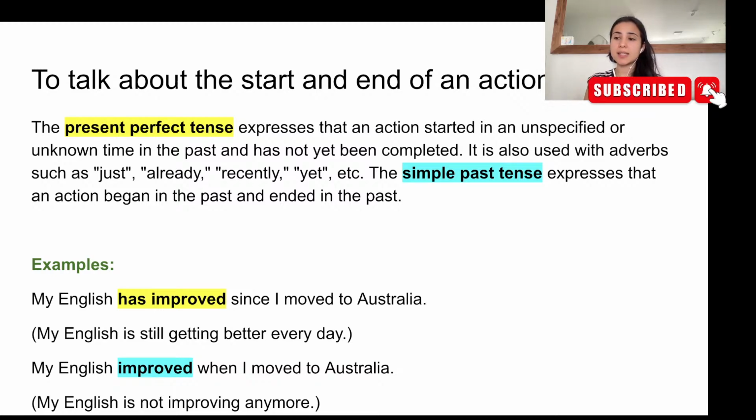If we want to use the simple past tense to give an example sentence, you would say, my English improved when I moved to Australia. Now, what does that mean? My English improved when I moved to Australia. It means that my English is not improving anymore. It improved when I got here. Now, it no longer improves because I don't need to improve my English anymore. I'm fluent. Or maybe it's because I stopped learning, so I stopped improving. Okay, it just means that this thing no longer exists. It's something that existed in the past.